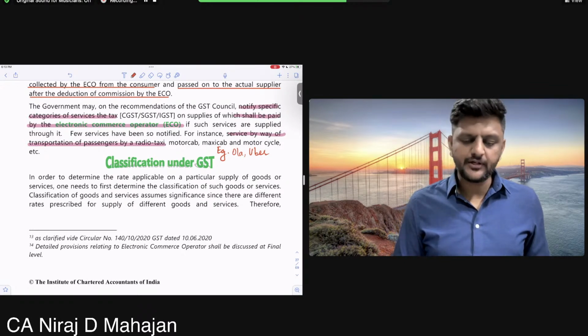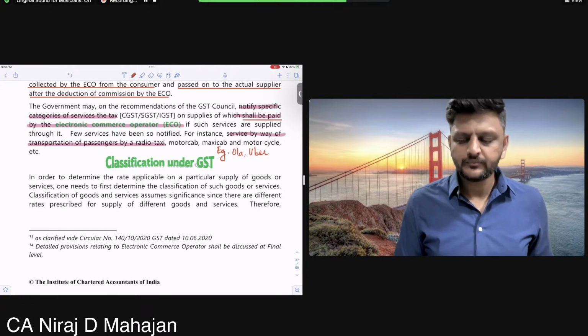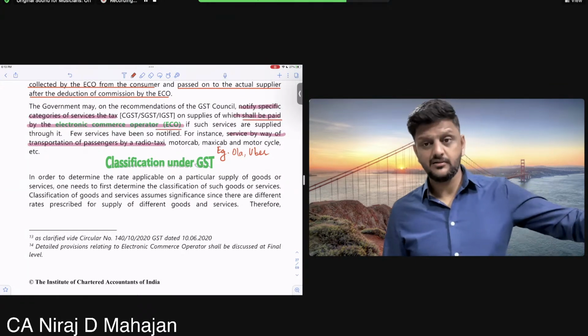If such services are supplied through it, so tax, bachcho, shall be paid by the ECO. Okay, everybody? Not by the supplier.